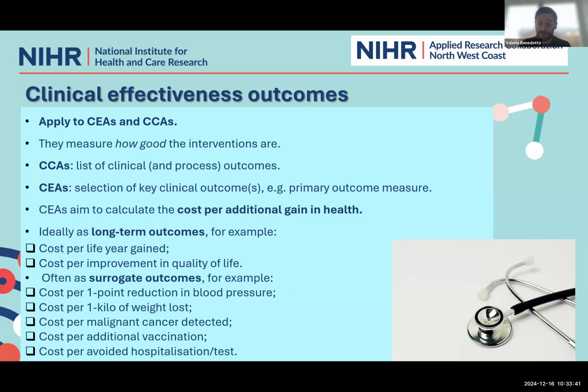So for example, if you have a study on hypertension, you might want to look at reduction in blood pressure. If you have a study on weight loss, again, you'll be considering an outcome which is, of course, 1 kilo of weight loss, for example. If you have a cancer study, whether you're able to detect a malignant cancer and so on. So for each specific disease area, health area, there will be different primary outcome measures that you will have in mind, and you can build your cost effectiveness analysis around these primary outcome measures.